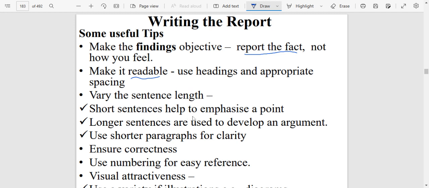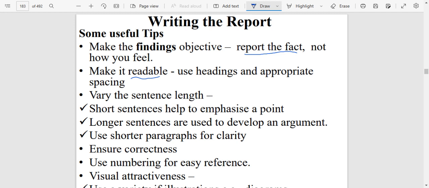So you should have short sentences to help emphasize a point. You should also have long sentences used to develop an argument. Now, pay attention to this because a question can develop from here, like the way they ask questions in DME. What sentence is used to emphasize a point, and what sentence is used to develop an argument? So you've seen that short sentences are used to what? To emphasize a point, when there's something that you just want people to make sure that they understand. So you use a short sentence.